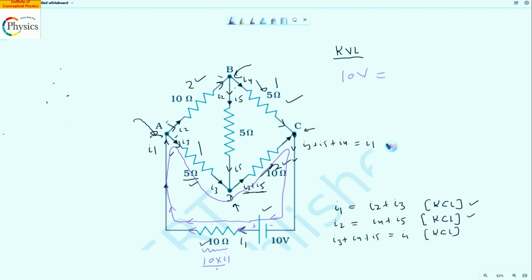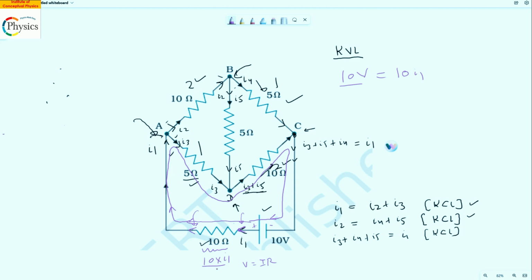You're moving from a higher potential point to a lower potential point. The current can only move this way, so it's a drop, and the 10 volt is a gain. On the right hand side, I am writing the drops. So 10 into I1, because V is equal to IR. I have applied that.